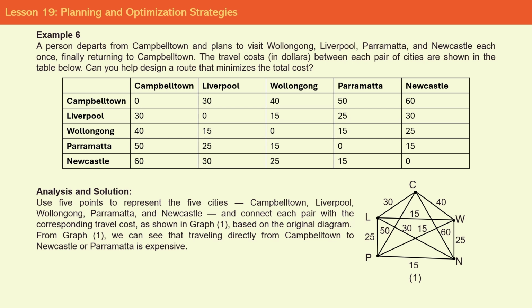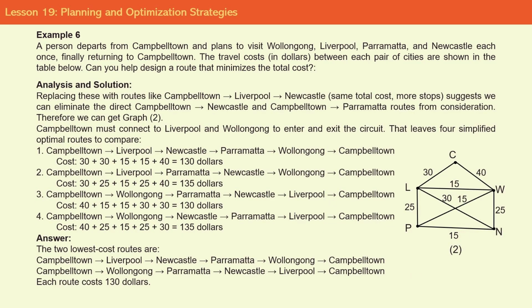Use 5 points to represent the 5 cities, Campbelltown, Liverpool, Wollongong, Parramatta, and Newcastle, and connect each pair with the corresponding travel cost, as shown in Graph 1, based on the original diagram. From Graph 1, we can see that traveling directly from Campbelltown to Newcastle or Parramatta is expensive. Replacing these with routes like Campbelltown to Liverpool then to Newcastle suggests we can eliminate the direct Campbelltown to Newcastle and Campbelltown to Parramatta routes from consideration.